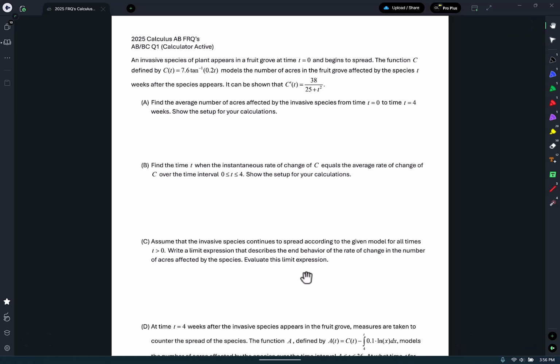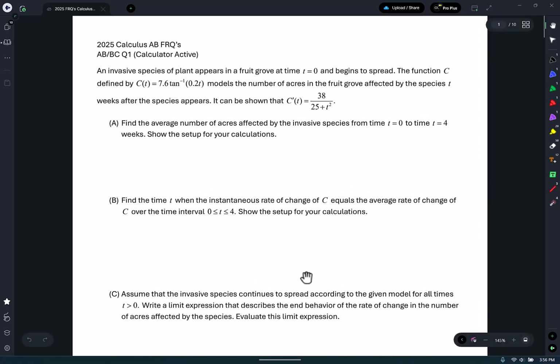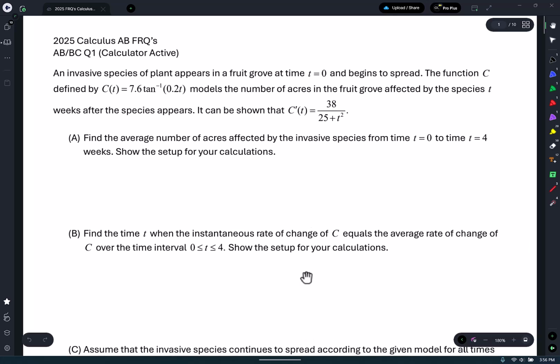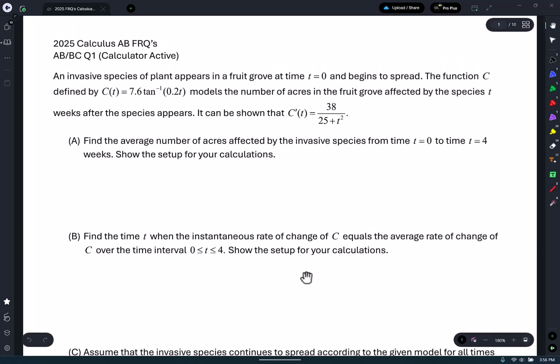I'm going to go over the 2025 AP free response questions. There's a few here. There's three here that are shared with the BC. So yeah, I reformatted it. All these questions belong to College Board. They're not mine. And this is just for educational purposes.